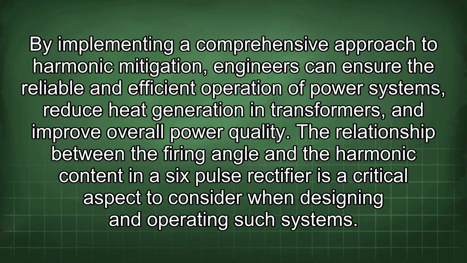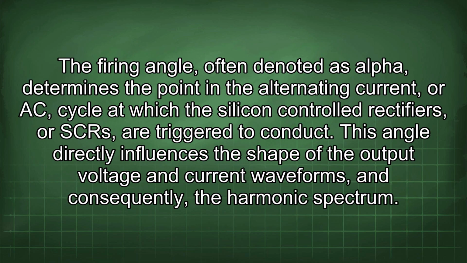The relationship between the firing angle and the harmonic content in a 6-pulse rectifier is a critical aspect to consider when designing and operating such systems. The firing angle, often denoted as alpha, determines the point in the alternating current, or AC, cycle at which the silicon-controlled rectifiers, or SCRs, are triggered to conduct. This angle directly influences the shape of the output voltage and current waveforms, and consequently the harmonic spectrum.